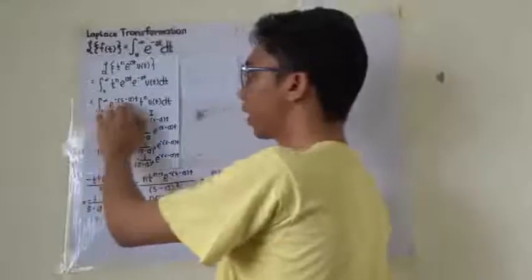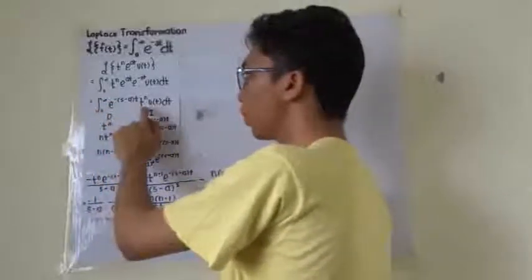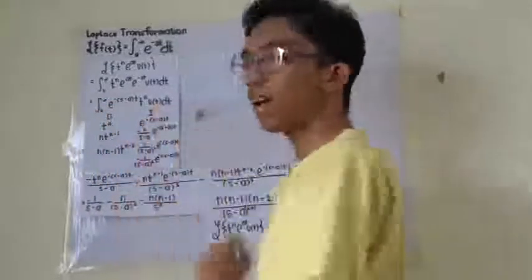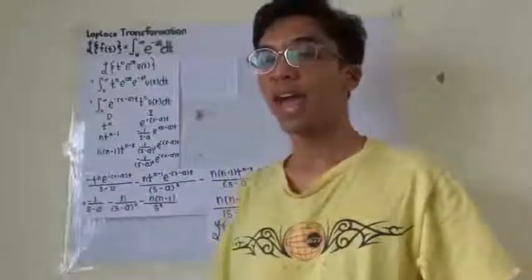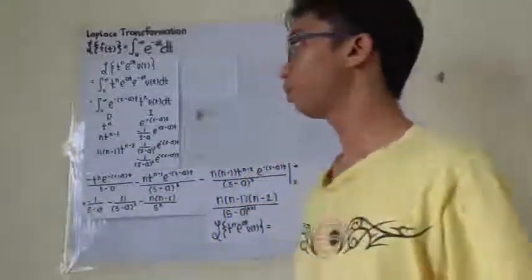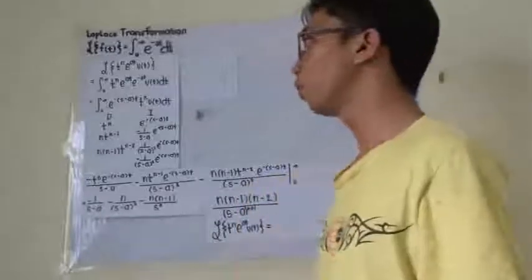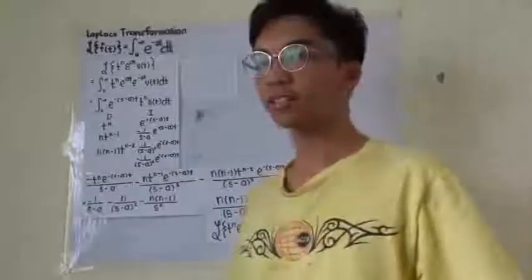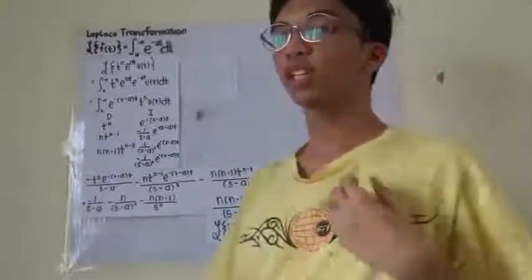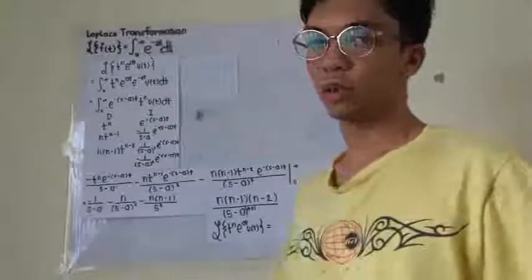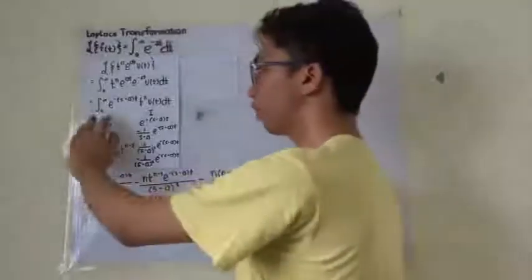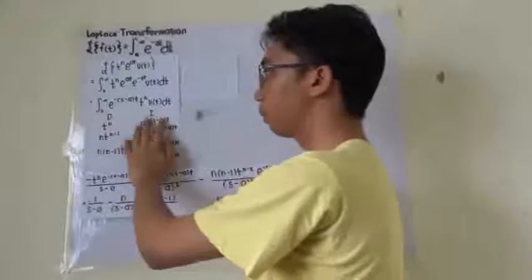negative quantity s minus a times t and t raised to n u of t dt, and we have u of t is equal to 1. And since we have two different parts of expression, we'll use integration techniques. So instead of using integration by parts, we'll use the tic-tac-toe method. So we have the differential part and the integral part.